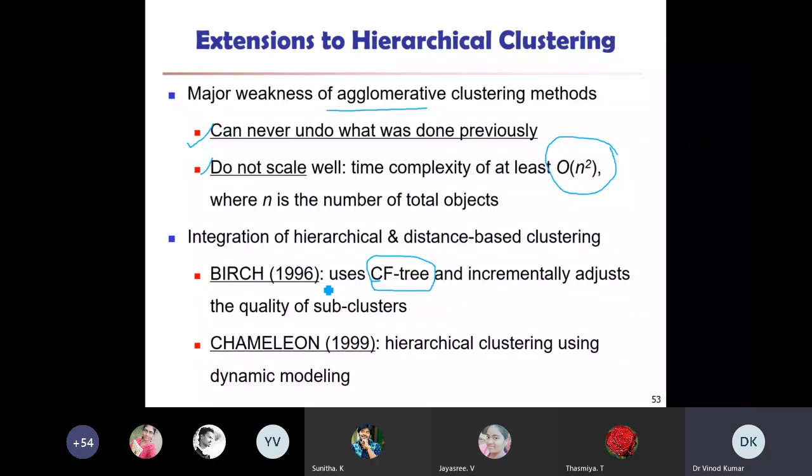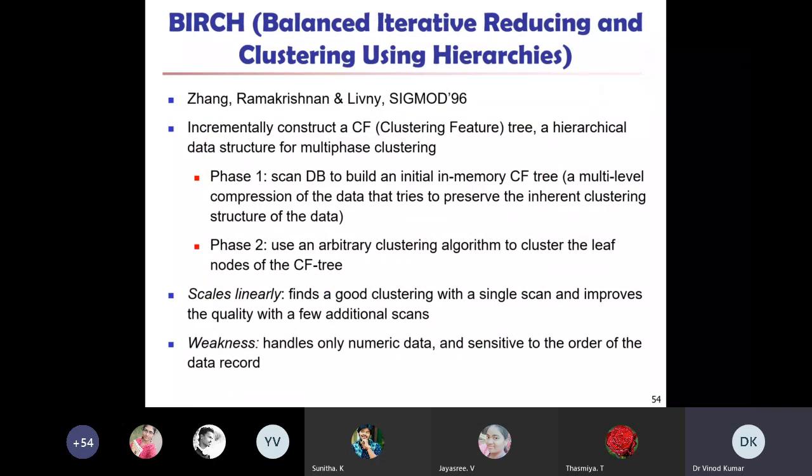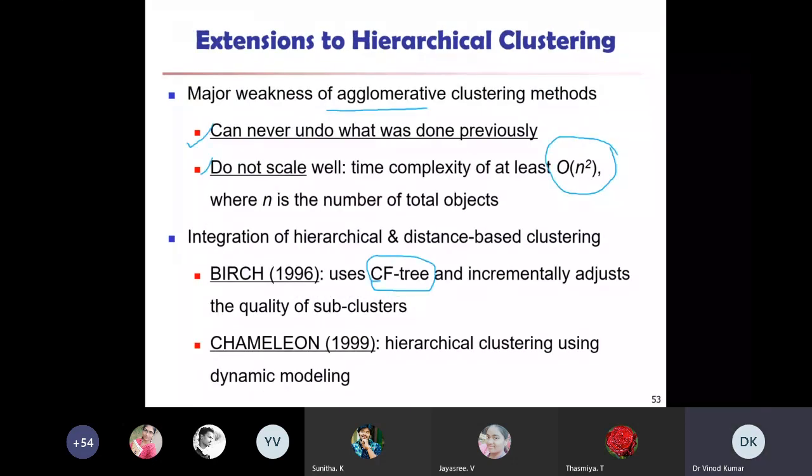I also told you about one more algorithm that belongs to it: CURE, Clustering Using Representatives. We also have other algorithms like ROCK, which is Robust Clustering using Links, and other methods are also there. Chameleon is also there, but we will restrict ourselves up to this one only.